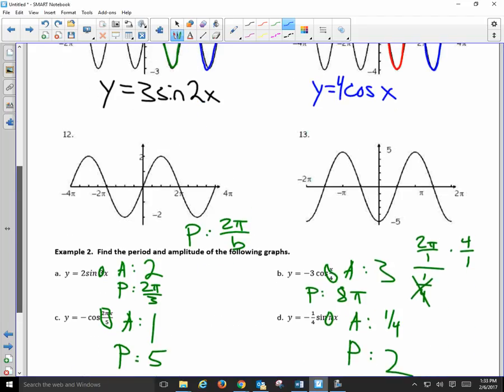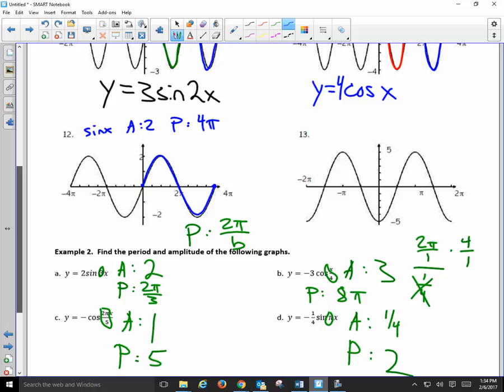Number 12. Sine or cosine? It's going to be a sine graph. Amplitude is 2. The period, what do you think? 1/2. So it completes a half a cycle. So the period is 4 pi, right? It takes 4 pi units for it to complete a rotation.